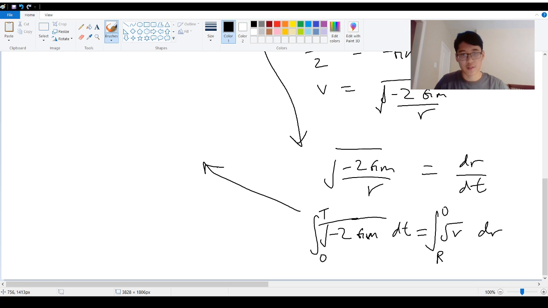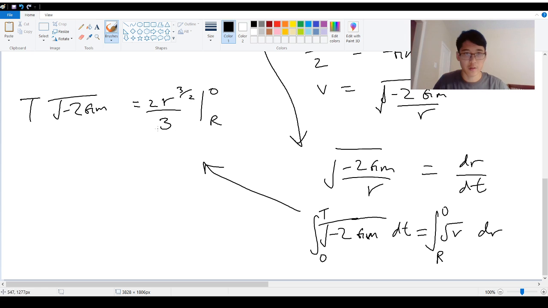Okay, so now solving this, we get the square root of negative 2GM times t. I'm not going to write dt, I'm going to write just t, and this is equal to, so what is the integral of r to the power of 1/2? That's r to the power of 3/2 times 2/3, right? And this is from R to 0. So if we plug it in, that is negative 2/3 times r to the 3/2. And this is equal to t times the square root of negative 2GM.